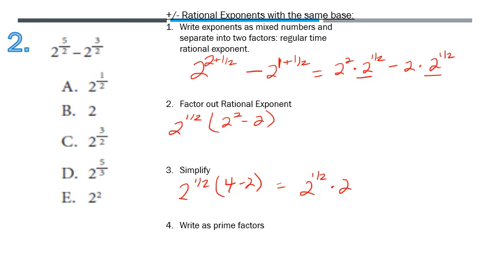Then it says write as prime factor. So 2 is already a prime factor. So we just need to combine. And to combine two exponents with the same base, all you're doing is adding their powers. So you have 2 to the 1/2 plus 1.